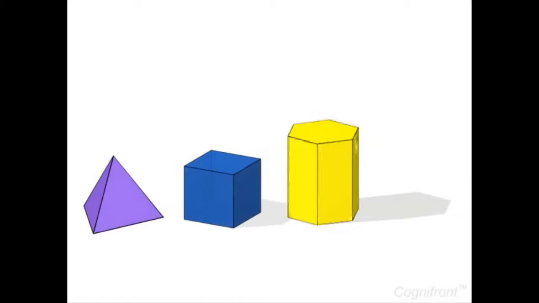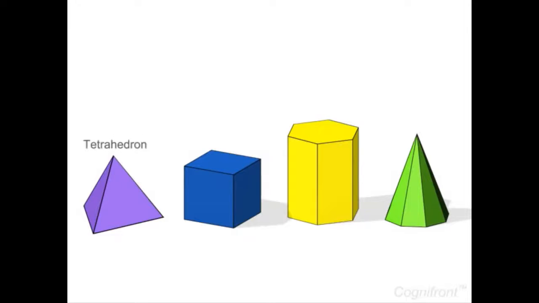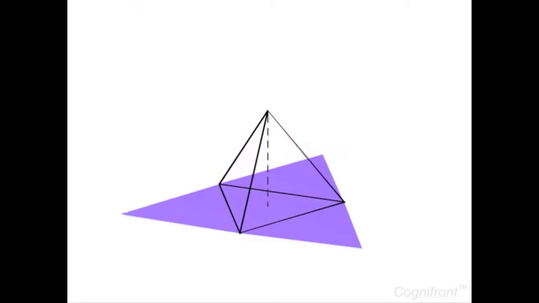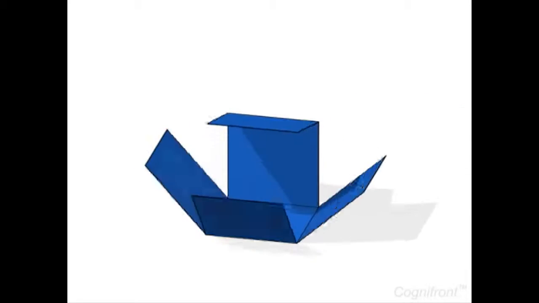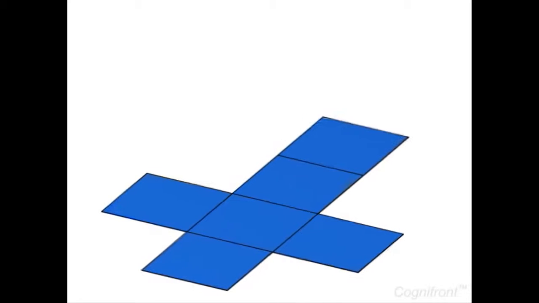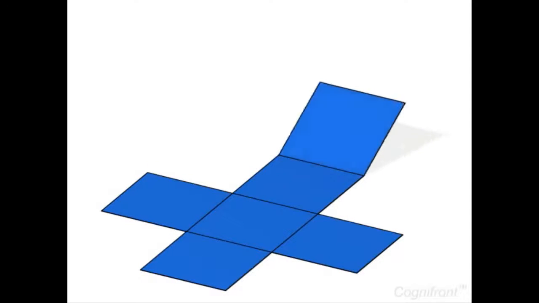A regular polyhedron has equal and regular planes. Some of the common types are tetrahedron, cube, prism and pyramids. In tetrahedrons, all faces and the base are equilateral triangular faces. A cube has 6 identical faces, each being a square.